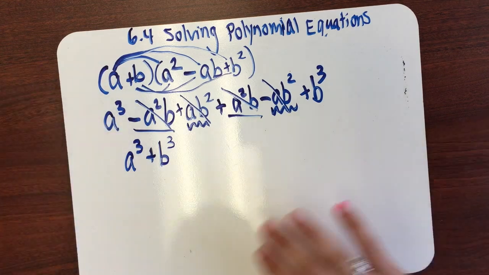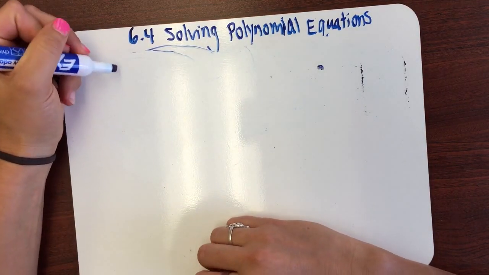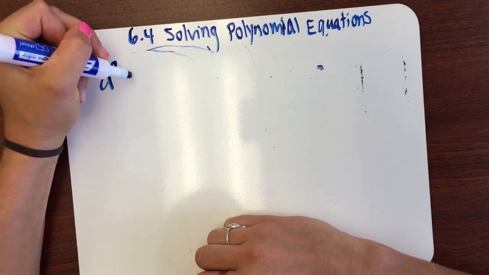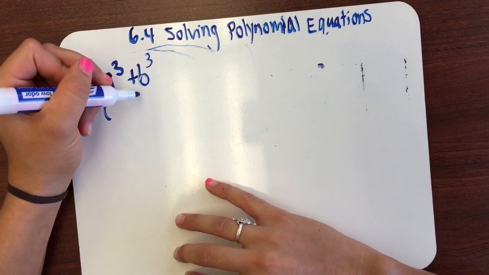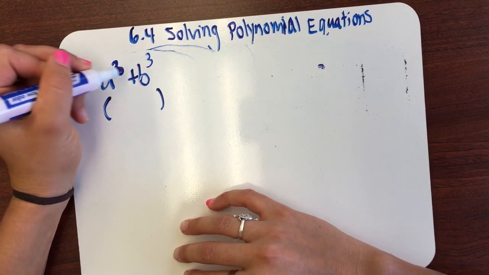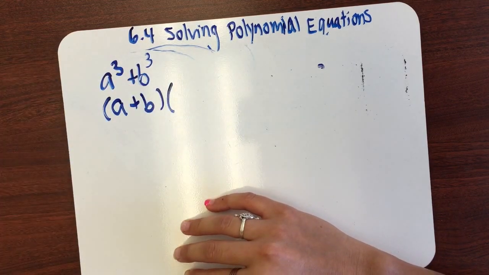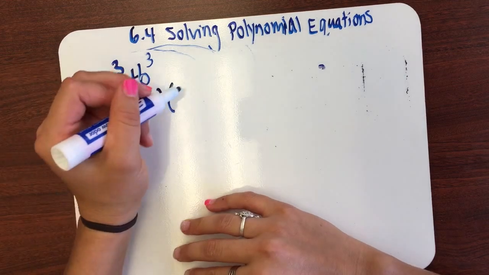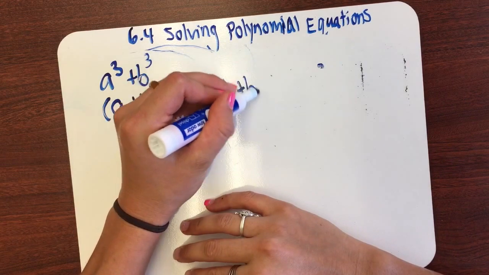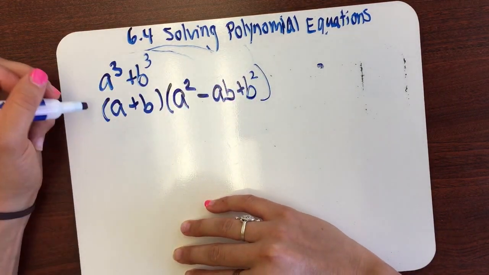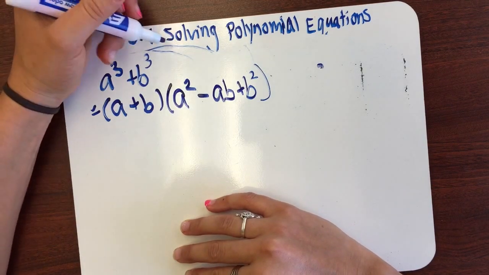So if I am going to write this out, let's write down the two formulas. If I have something that is a cubed plus b cubed, then you're going to first write the binomial, which will be the cube root of each one, so a plus b, this will have the same sign. And then you're going to have the trinomial of what we just saw, a squared minus ab plus b squared. And we just multiplied this out to show that this is true. This is called the sum of cubes.